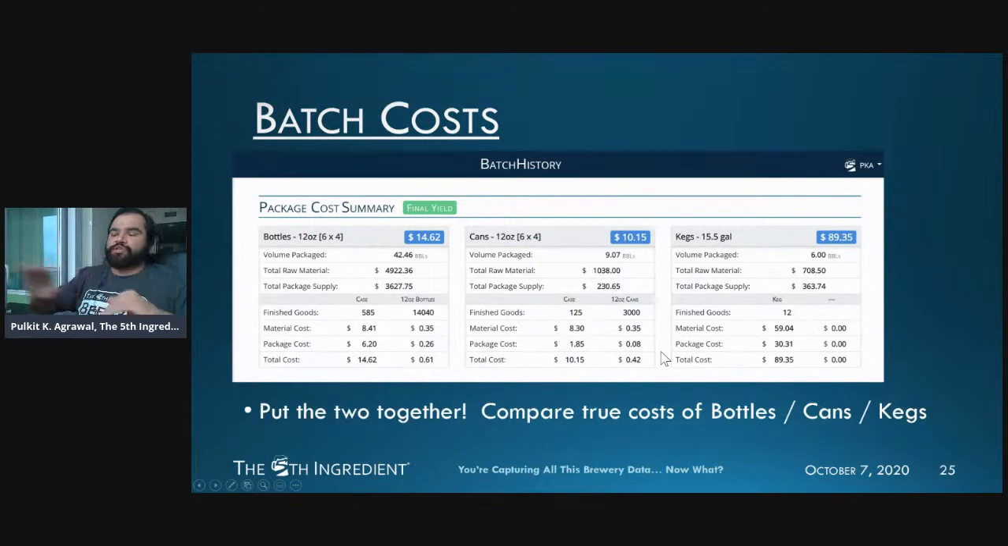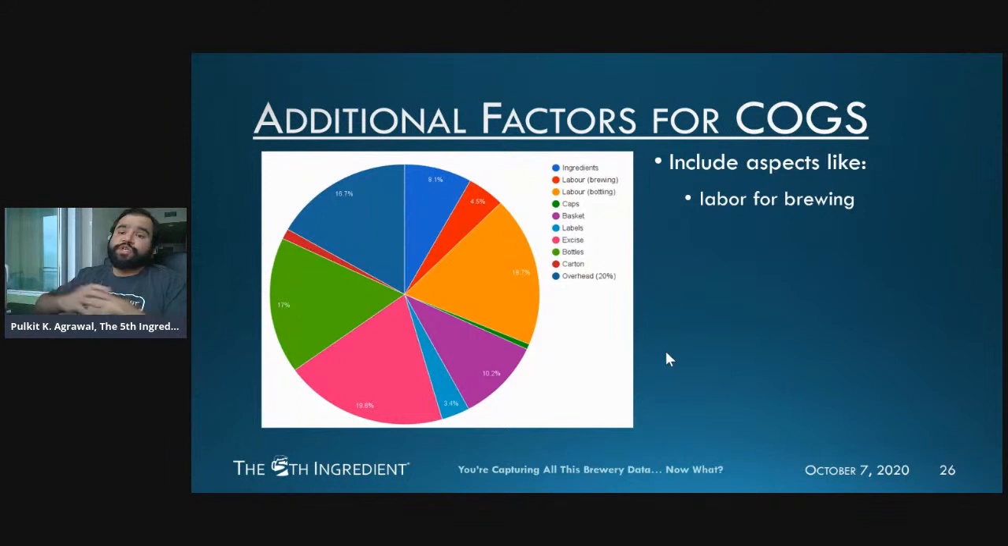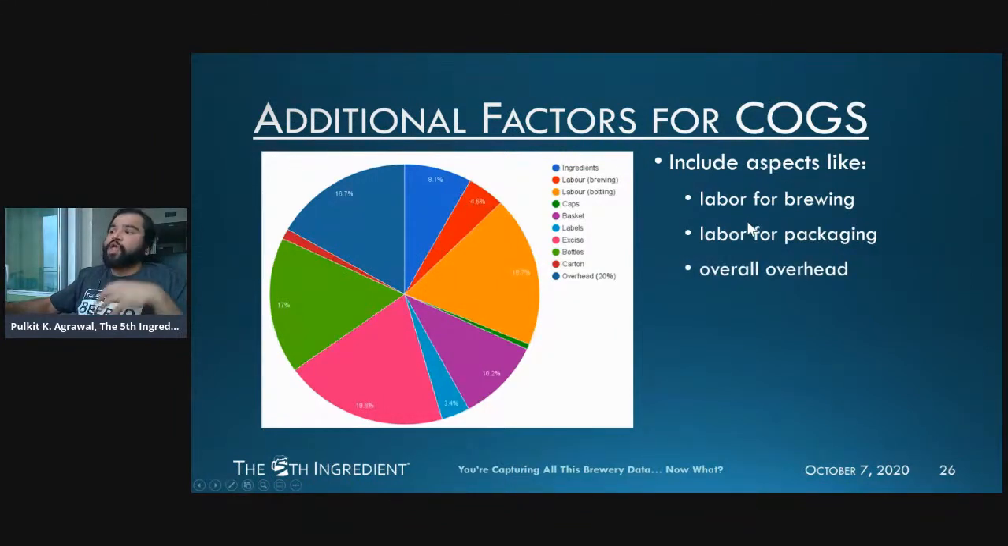But let's keep in mind, right? This is all tying in with raw materials and packaging, but there's a lot of additional factors that go into cost of goods as well, right? And depending on the brewery, depending on how you're really approaching this, whether you're just doing a ballpark or you're breaking it down per batch, some aspects to think about could include labor. And in particular, looking at labor for brewing, as this diagram shows here for one of our customers, Black Hops, it really breaks it down further as to what's actually happening with their information. And so you can look at labor for brewing, labor for packaging. You may want to include things like overall overhead, right?